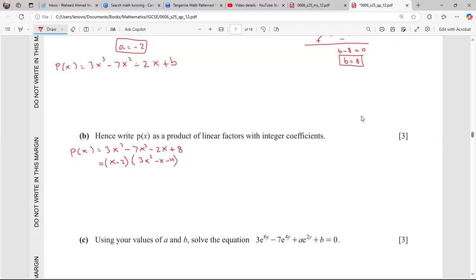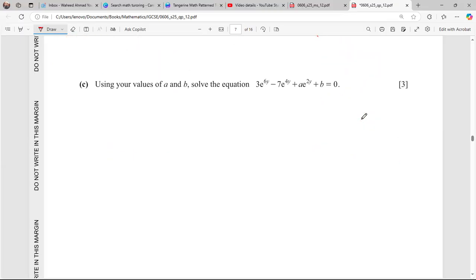Now I need to factorize this quadratic expression 3x squared minus x minus 4. So I will write 3x squared minus 4x plus 3x minus 4. From here I will take x common, and it will become 3x minus 4. And here I will take 1 common, and it will be 3x minus 4. So 3x minus 4 is one factor, and x plus 1 is the other factor. So I can write it as (x minus 2)(x plus 1)(3x minus 4). This was the answer of part B.